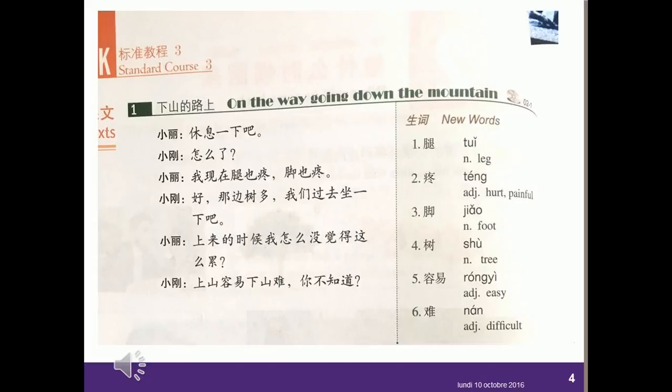好，第三个，脚. Foot, same as 腿, no plural form. Left foot will be 左脚, right foot will be 右脚. Number four, 第四个，树. We always say 大树, 小树. Okay, big trees, small trees. 大树，小树. And the measure word for tree is 棵.